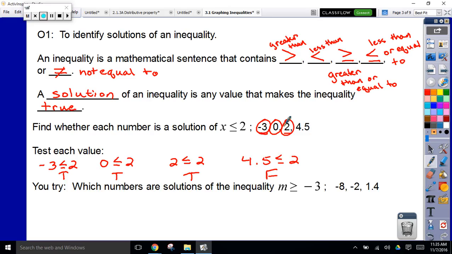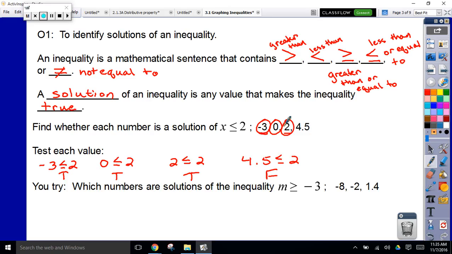Who can give me another number that would be a solution for x is less than or equal to 2? Max? 1. 1 would work. Michael? 1.5. Anna? -7. Brian? -53. Good. And we could keep going all day long and into tomorrow and into infinity, and we'd never run out of potential numbers.